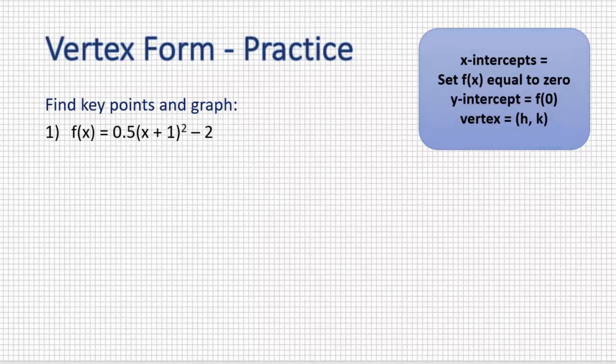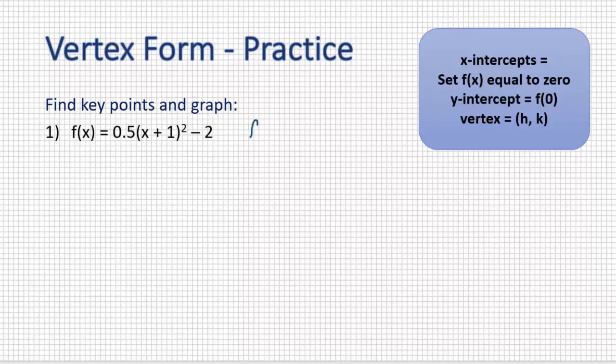Let's practice using vertex form. We'll find the key points of this function and use those to graph the function. Again, the key points are the vertex, we'll start there, the y-intercept, and the x-intercepts.